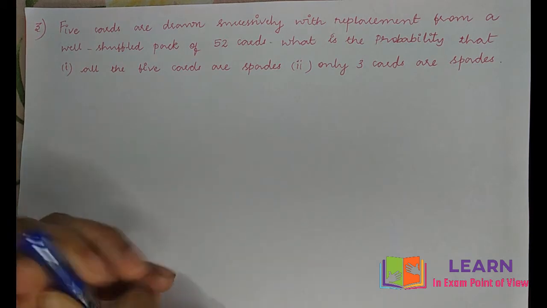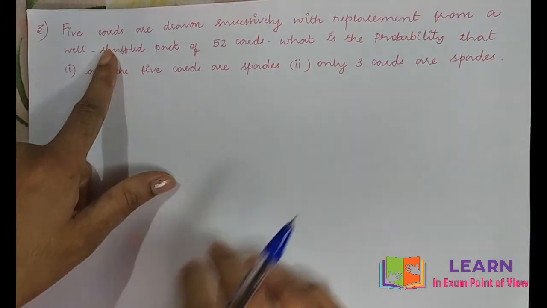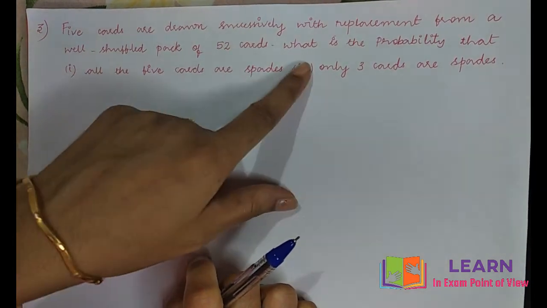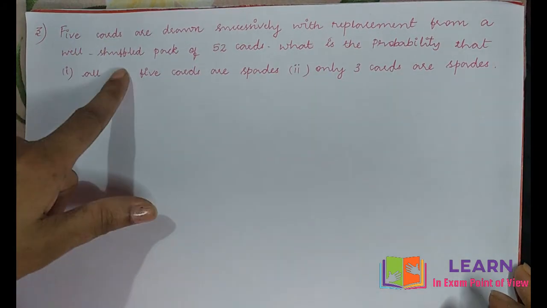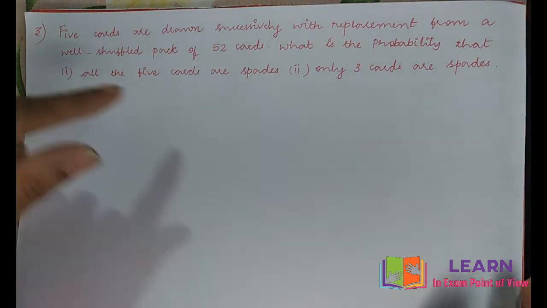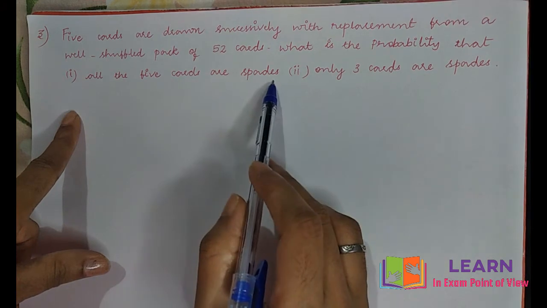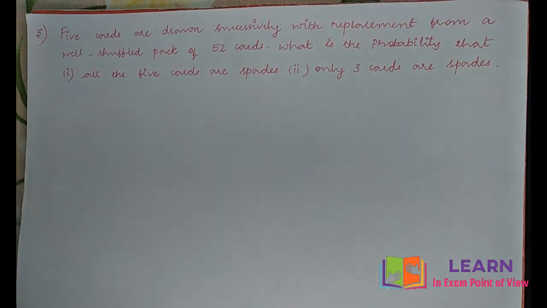So students, next, third question. Okay. Let 5 cards be drawn successively with replacement. Okay. From a well shuffled pack of 52 cards, what is the probability that, first question, all the 5 cards are spades. Second, only 3 cards are spades.